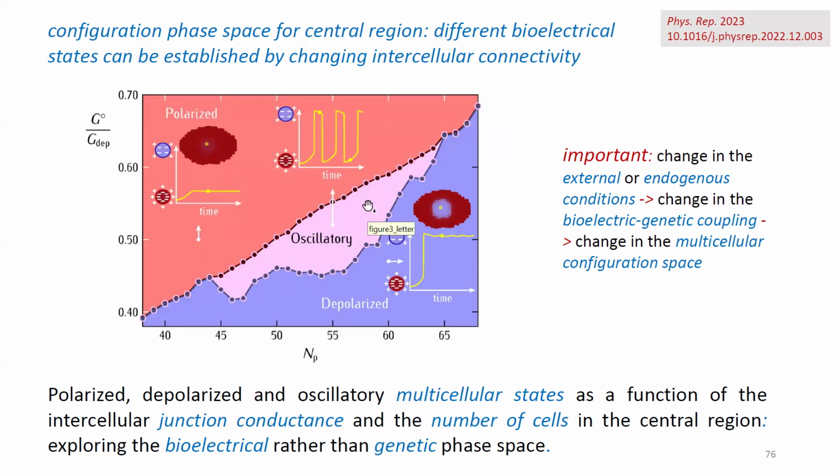And we found again here that by changing the external or the endogenous conditions, for instance, the connectivity of the gap junctions, transitions can be implemented between polarized and depolarized states, and oscillatory behavior can also be established.